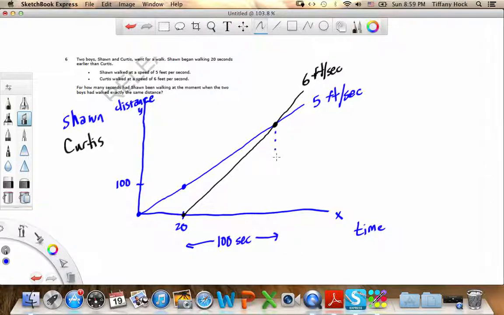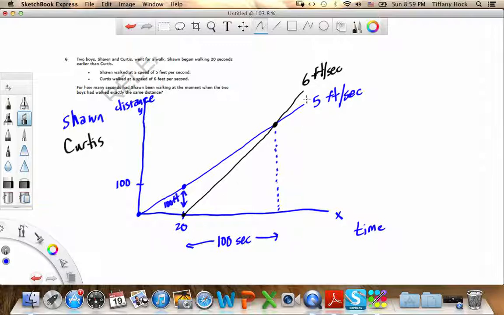And like I said, it's not drawn to scale, so if this was 20, you would think 100 would be a little bit wider, but I didn't know exactly how many seconds it would take when I started drawing this. But I know that in order to make up a distance of 100 feet, in order to close that gap down to 0, it's going to take 100 seconds.